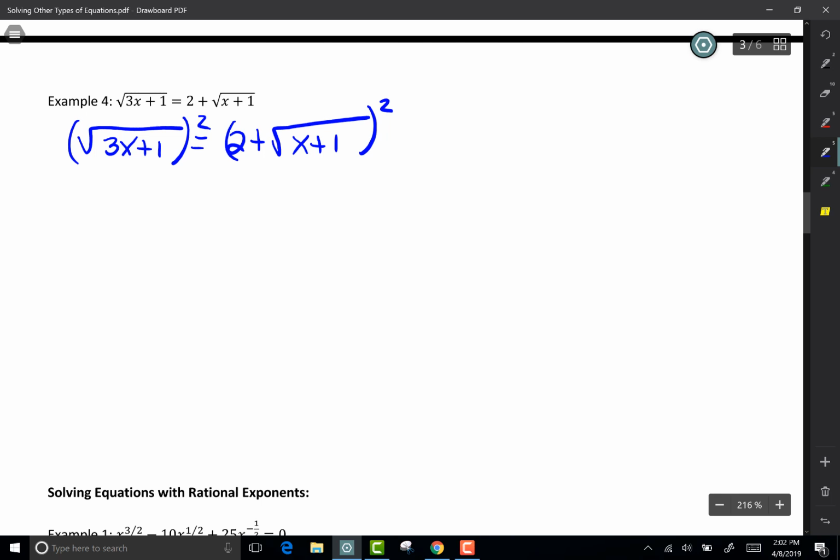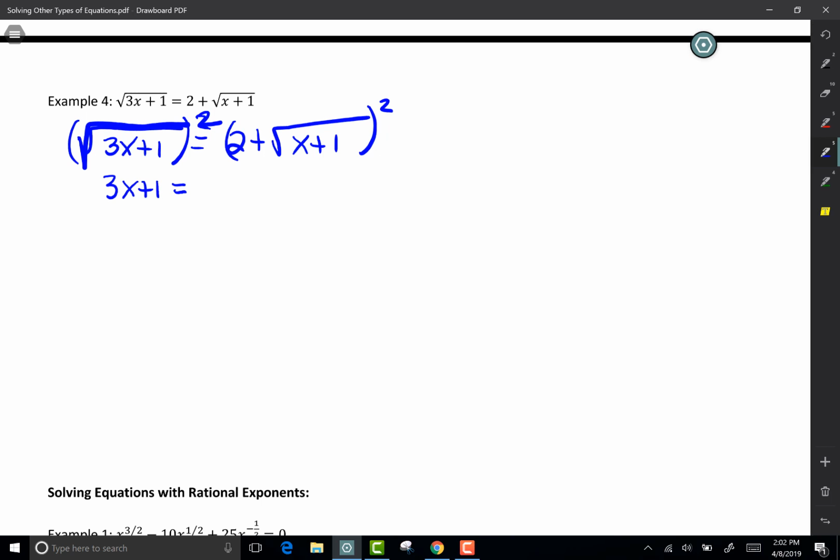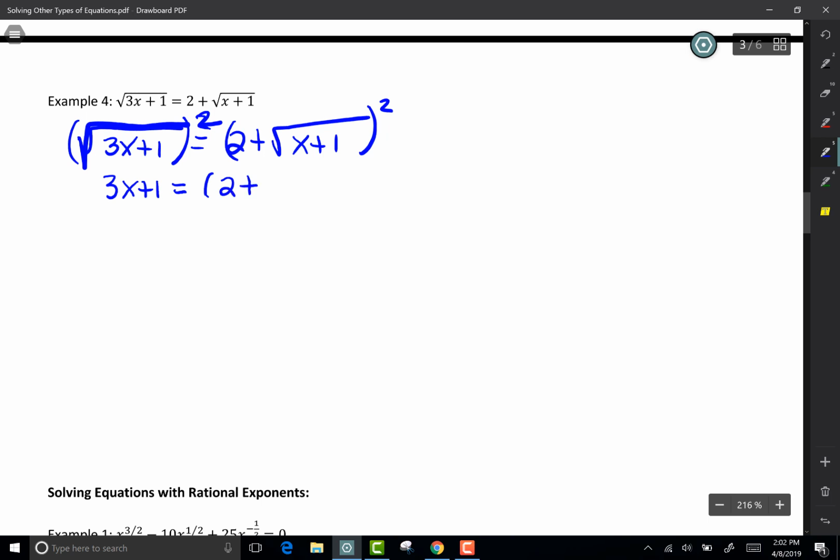So this square root here and this square undo each other, and I'm left with 3x plus 1. This is where it gets a little bit messy, because we have to FOIL with radicals. So I have 2 plus the square root of x plus 1 times 2 plus the square root of x plus 1 because it's squared. And I have to FOIL that.